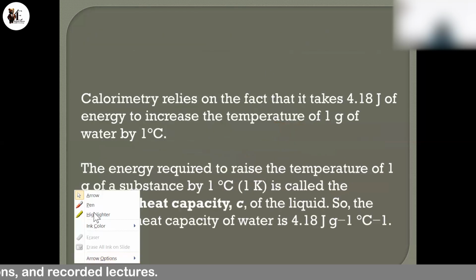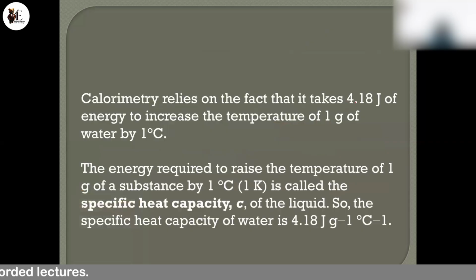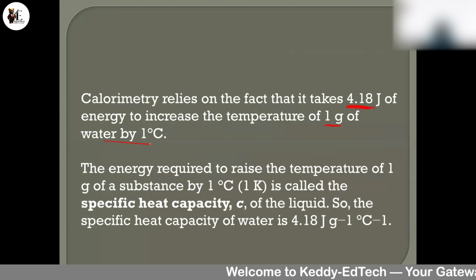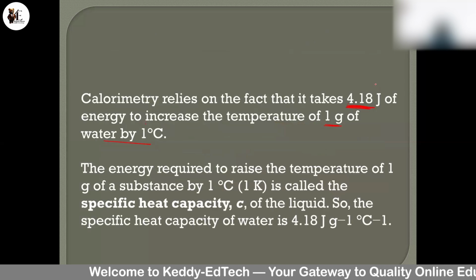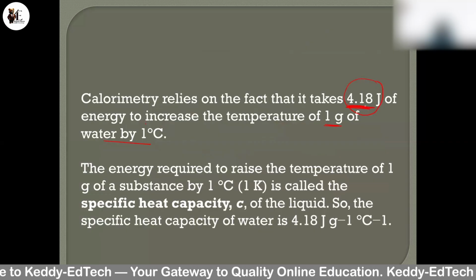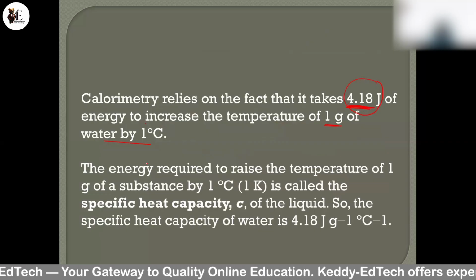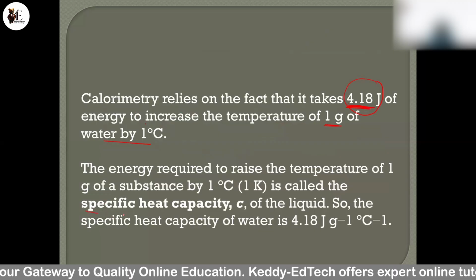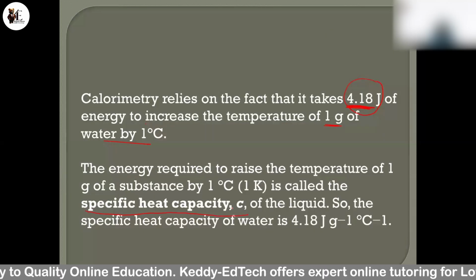The calorimetry technique is based on the fact that it takes 4.18 joules of energy to increase the temperature of 1 gram of water by 1 degree Celsius. So if you have to raise the temperature of 1 gram of water by 1 degree Celsius, how much energy does it take? 4.18 joules. This is called the specific heat capacity, represented by a small c of the liquid.